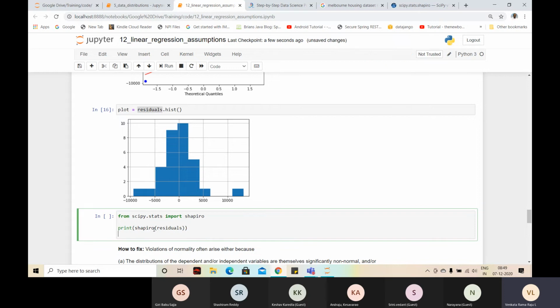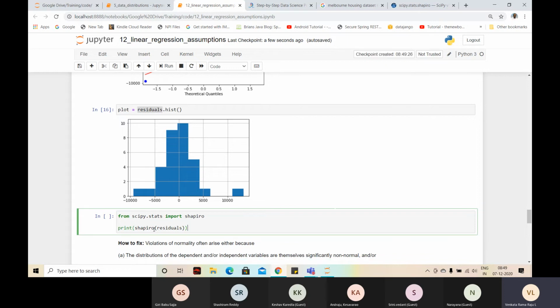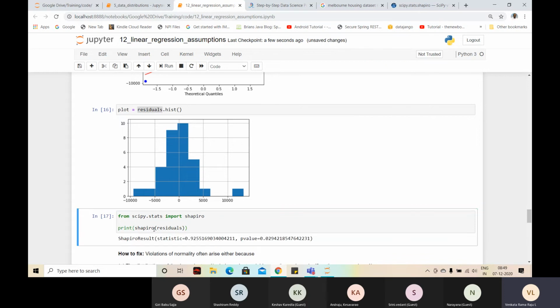Numerical test time. Graphically, visually, we try to see whether data is normally distributed or not. See this, the p-value is actually 0.02, and the statistic is 0.99. This is actually the t-score or z-score. What is this saying?